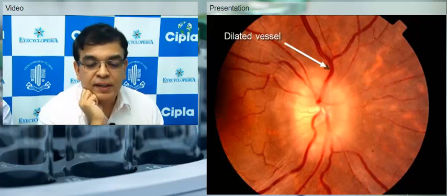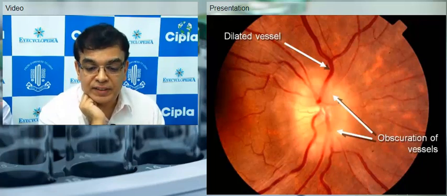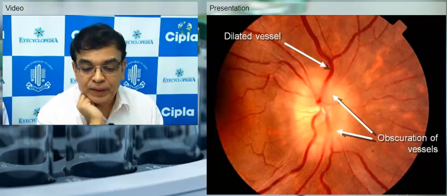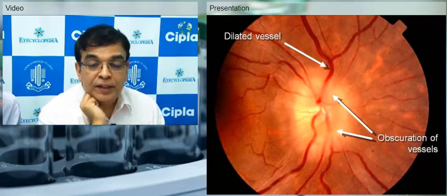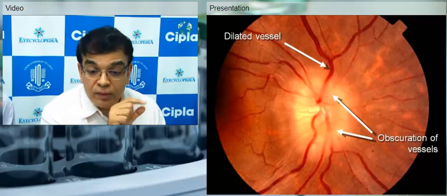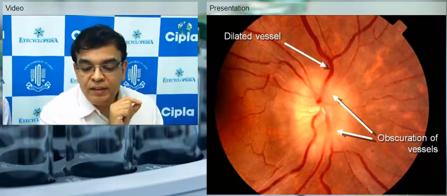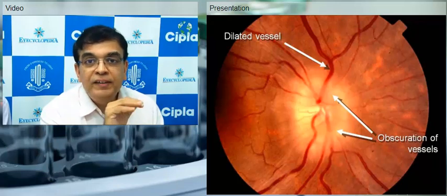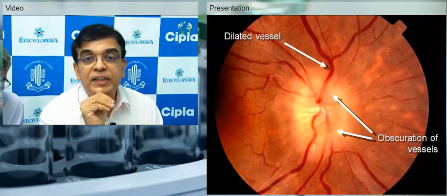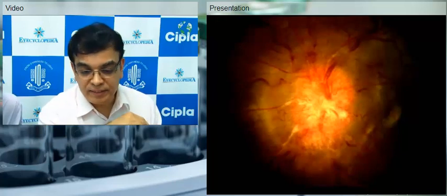Now let's go back to some more pictures of the fundus. So here, something a little different. Number one, you have very dilated peripapillary vessels. Number two, and very importantly, if you look at the disc vessels now, as opposed to the picture I showed you earlier, you can see that the vessels are obscured. And this obscuration of the surface disc vessels is because of axonal swelling, which is blurring the disc.